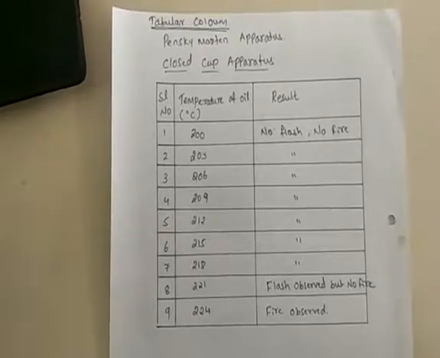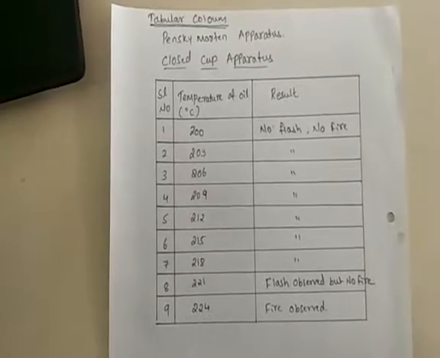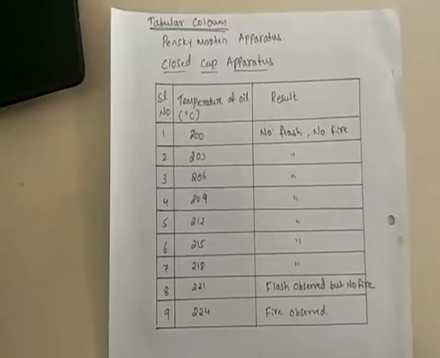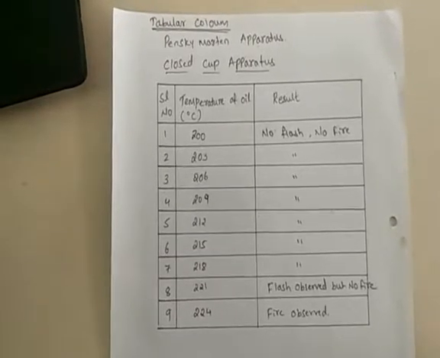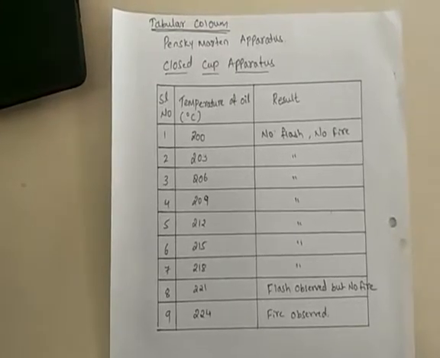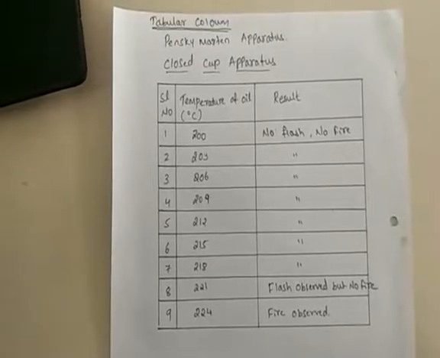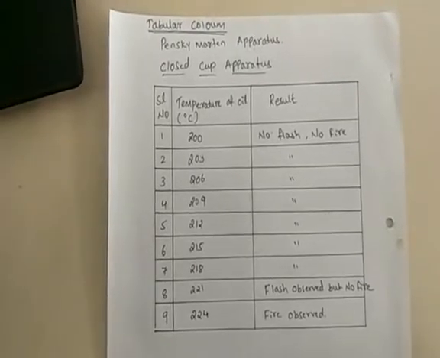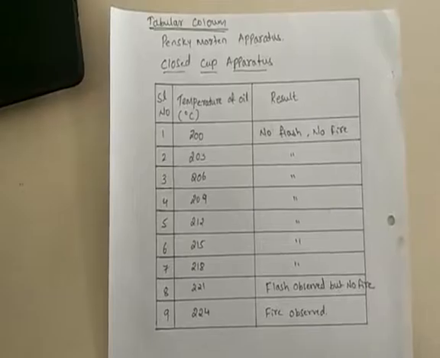Whereas at 224 degrees Celsius a fire is observed. So the flash point of the oil, we can say, is 221 degrees Celsius, whereas the fire point of the oil is 224 degrees Celsius, which we have determined using the Pensky-Martens apparatus or closed cup apparatus.